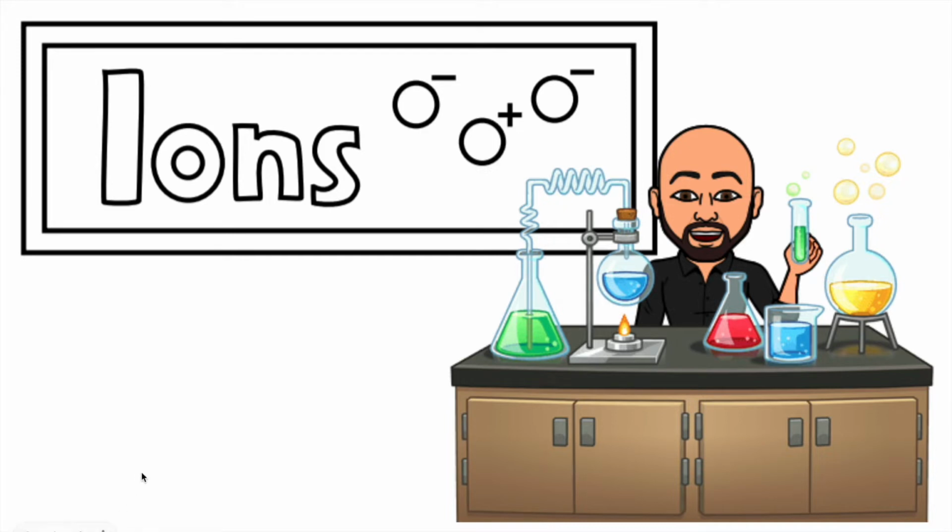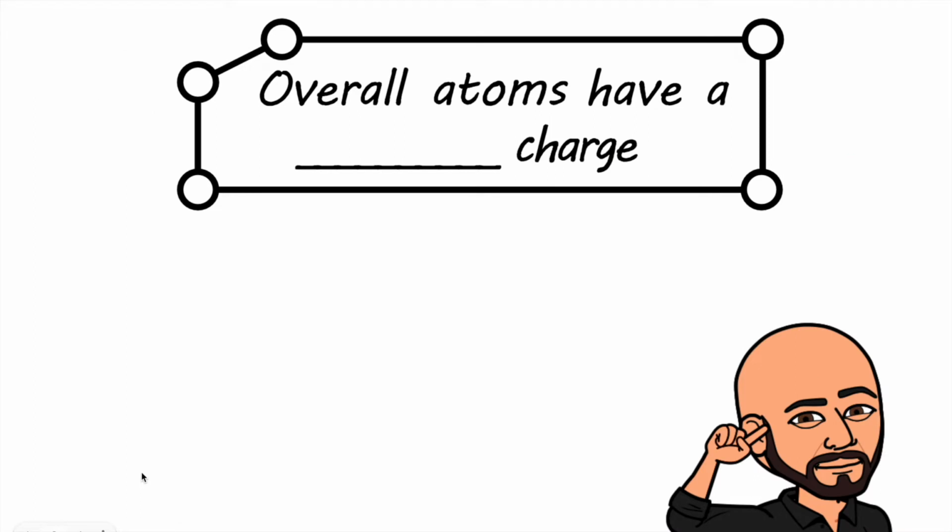What are ions? To start off with, to review everything we've been talking about so far with atoms, you've heard me use one word. We said everything we're talking about right now, the number of protons equals the number of electrons, therefore it is a what type of atom. And that's what I mean here. Overall, atoms have a neutral charge.